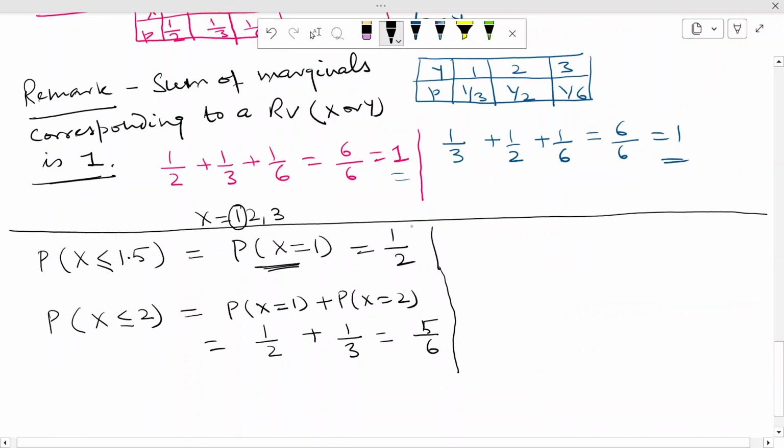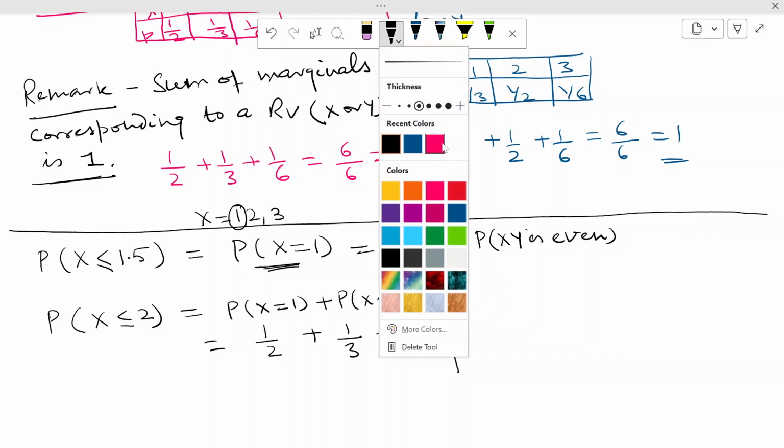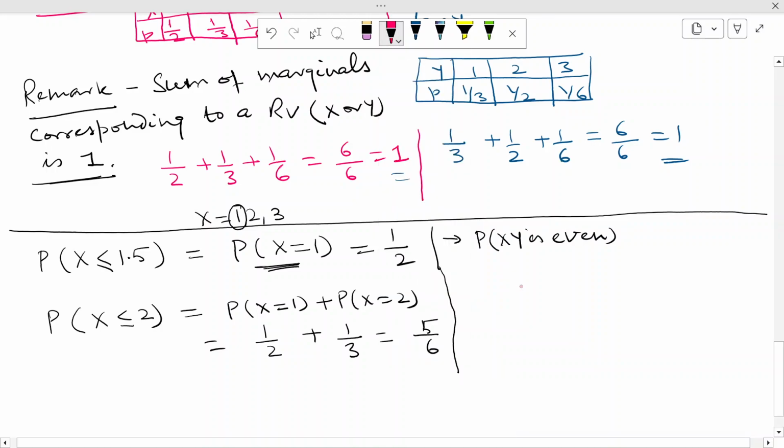We can also take another part, let's say we are looking for the probability that xy is even. We know that we have three values of x. Again just note down the values here so that you have a clear understanding.